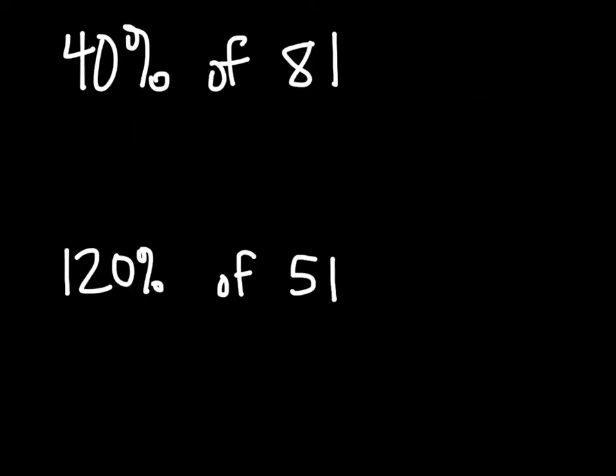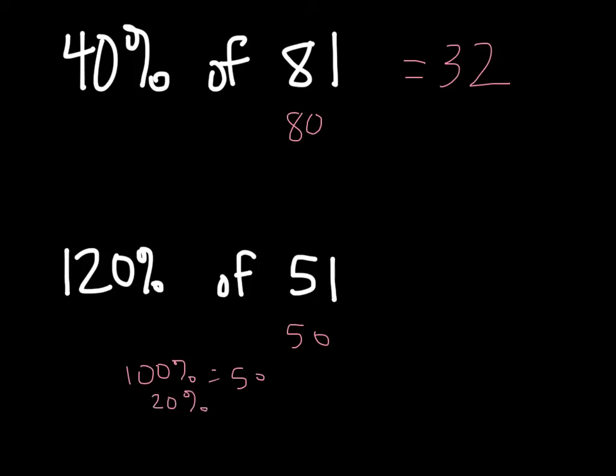So 40% of 81. I would say, 40% is an easy one to find. 81 is about 80. So I can either do it by my tens or by a fraction. I can say that's 2/5, or I can say 10% is 8, so 40% is going to be about 32. And then if I have 120% of 51, let's say this is about 50. Well, 100% is the whole 50, and then 20% is two tens, and 10%, move that decimal, is 5, so that's 10, so 120% would be about 60.